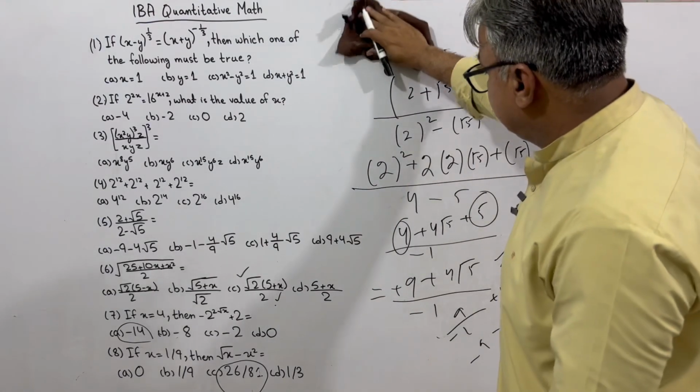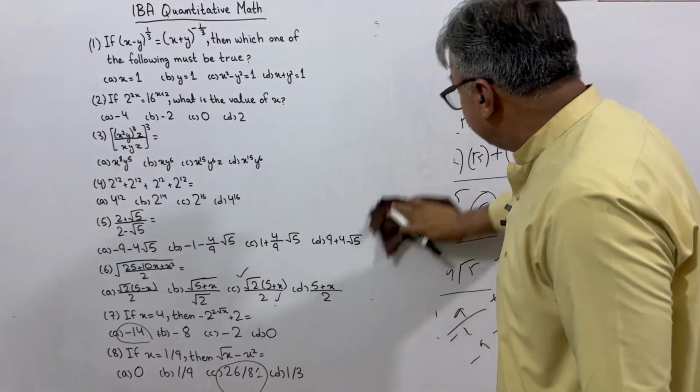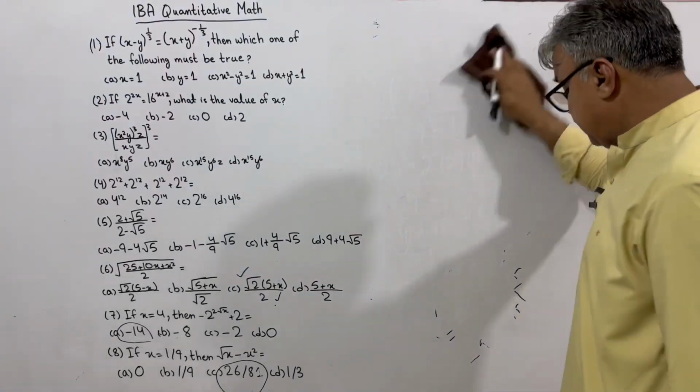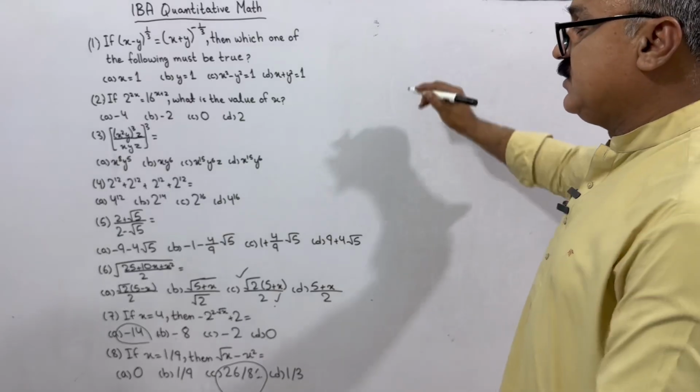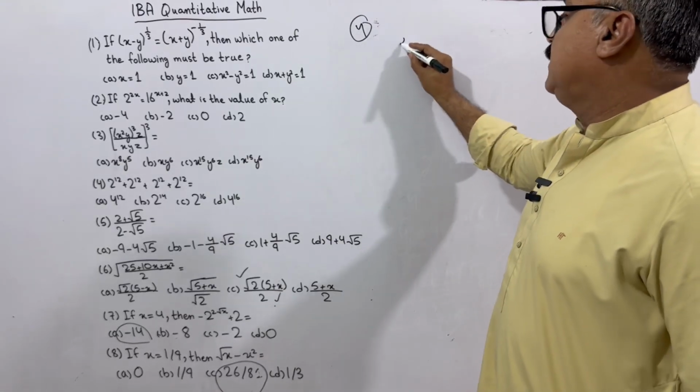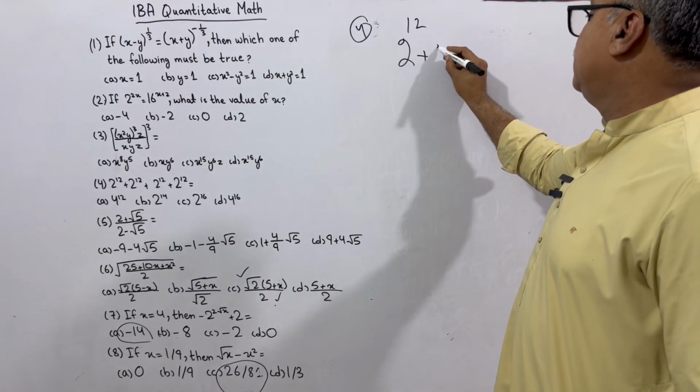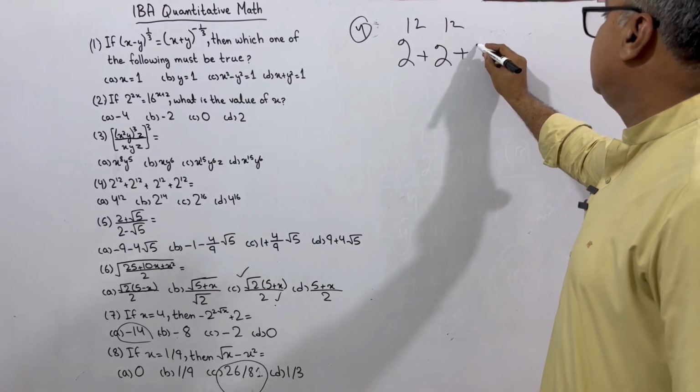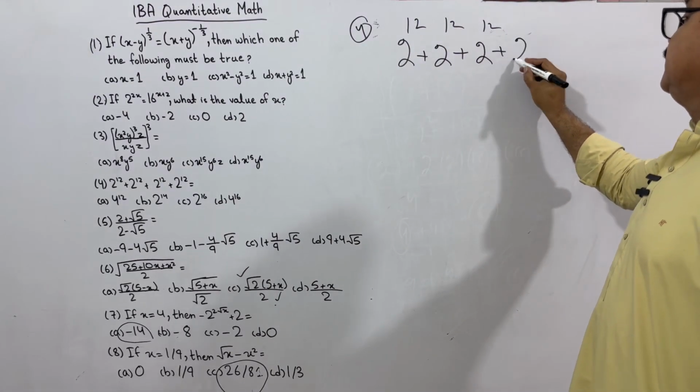Okay, moving towards question number 4 and saving our time. I have question number 4 as 2 raised to 12 plus 2 raised to 12 plus 2 raised to 12 plus 2 raised to 12.